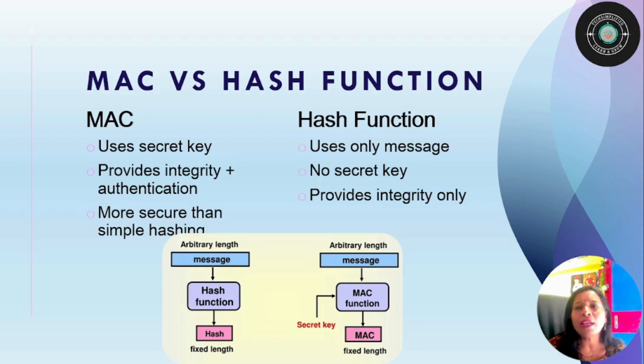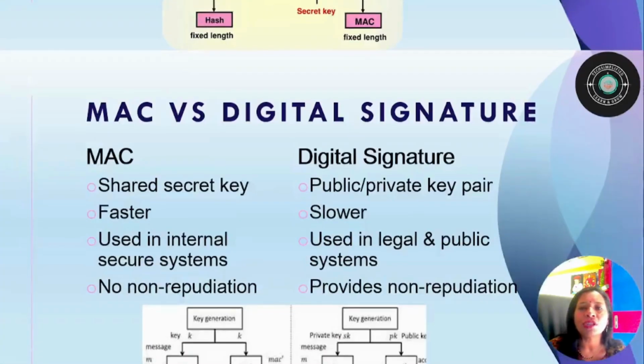Now let's differentiate MAC and hash. MAC uses a secret key that is shared between sender and receiver. It provides integrity as well as authentication, and it is more secure than a simple hashing algorithm. While the hash uses only the message, and no secret key is used in a hash function, it only provides integrity. So we can understand that the MAC is stronger than the hash function.